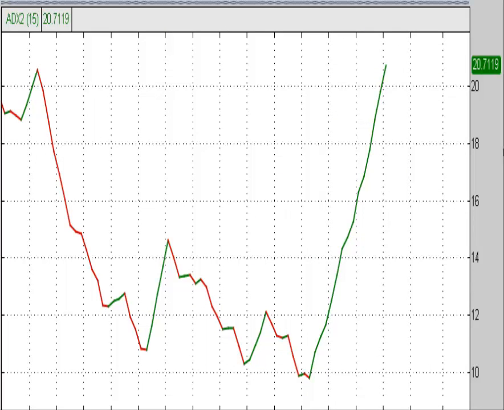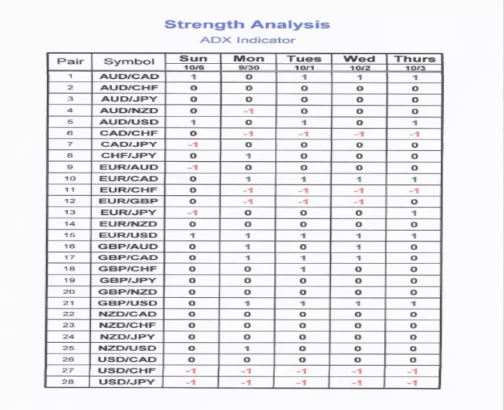The ADX indicator can be red or green. If the ADX is red, it means there isn't a trend, so we'll put a 0. If the ADX is green and the price is increasing, we'll put a +1. If the ADX is green and the price is decreasing, we'll put a -1.